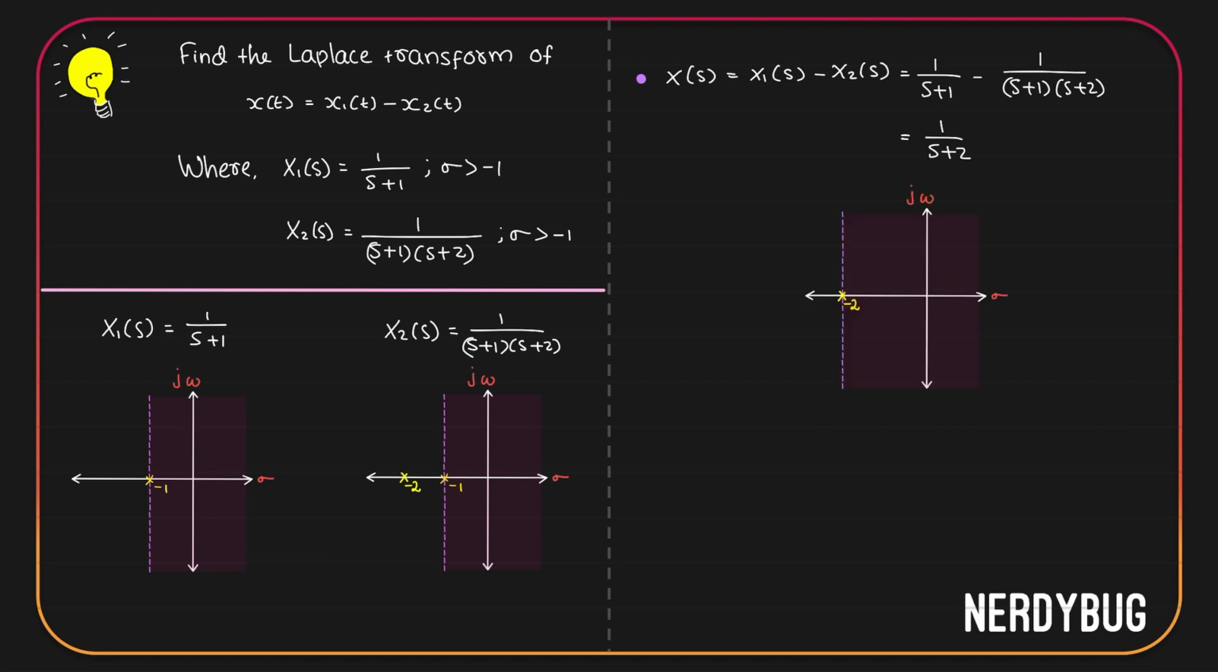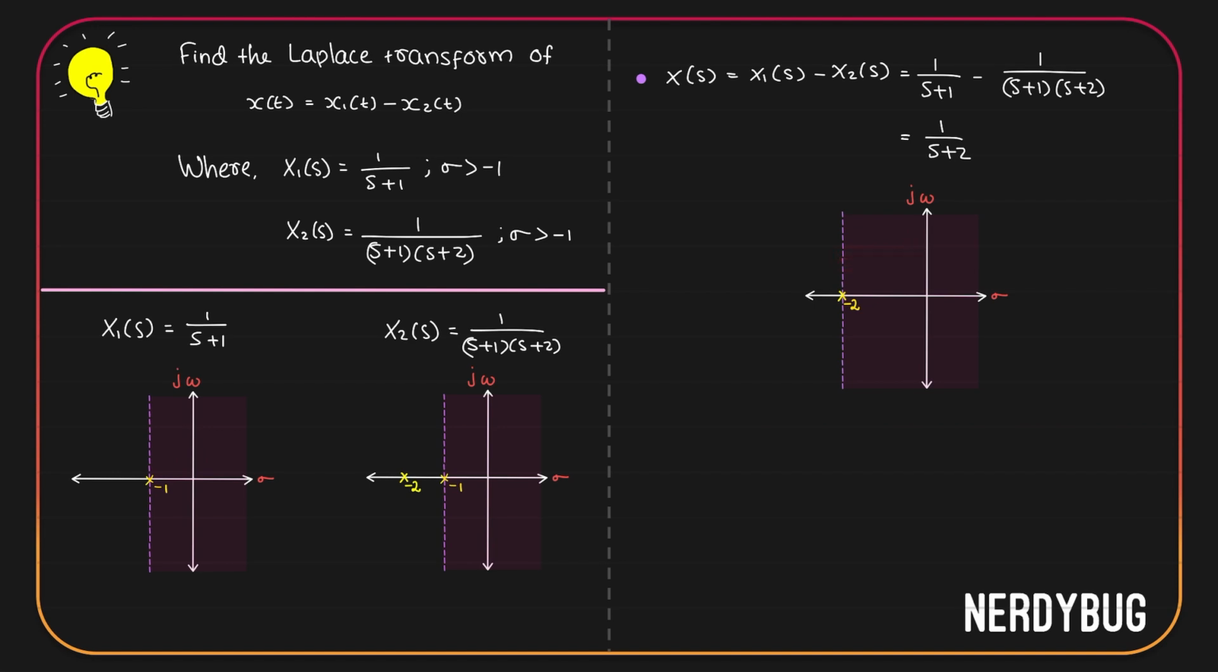ROC of x1 of s is sigma greater than minus 1, which means it is right-sided. For x2 of s also, it is sigma greater than minus 1, that is towards the right of the rightmost pole. So x1 of t and x2 of t are right-sided, which means x of t is also right-sided because x of t is simply x1 of t minus x2 of t. So x of s will also have ROC that is towards the right of the rightmost pole. But x of s only has one pole which is at minus 2. So we have a pole at minus 2 and ROC is towards the right of minus 2.